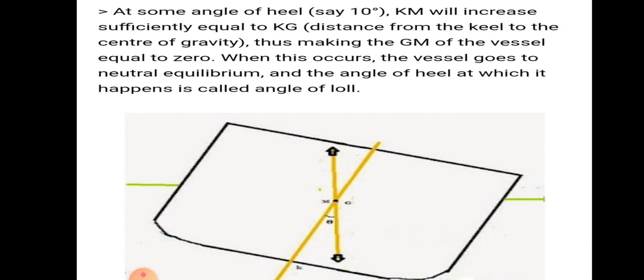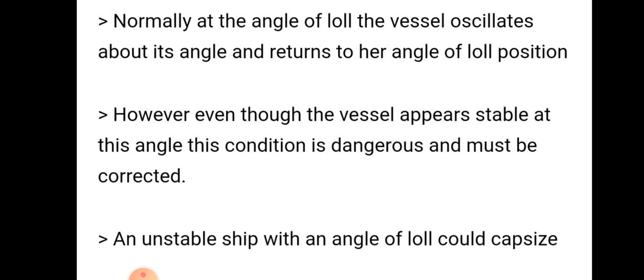Normally at the angle of loll, the vessel oscillates about this angle and returns to the angle of loll position. However, even though the vessel appears stable in this condition, it is dangerous and must be corrected, because an unstable ship with an angle of loll could capsize.